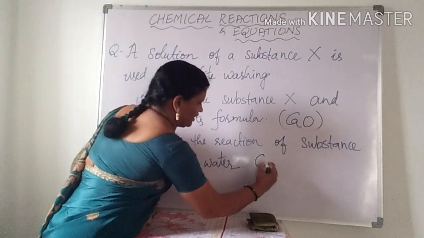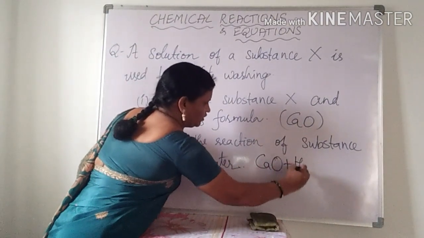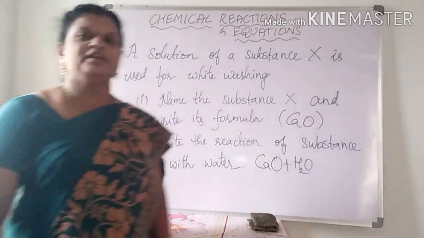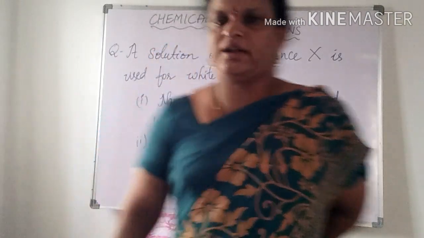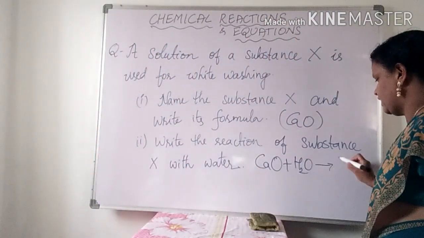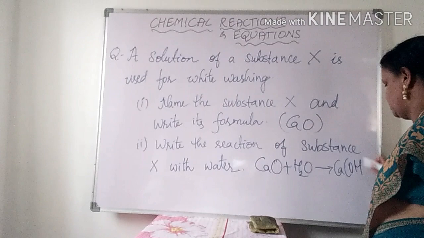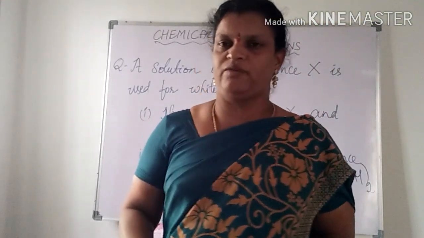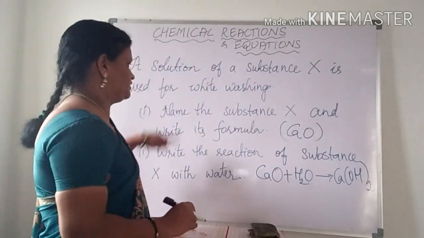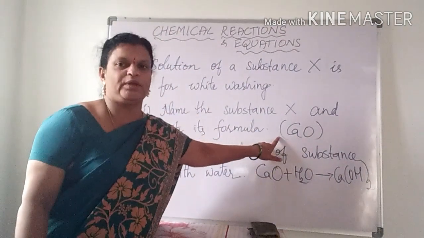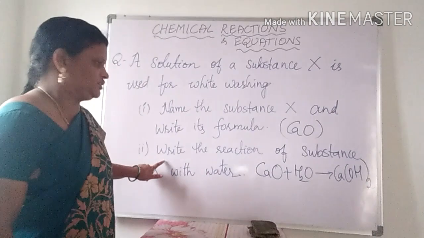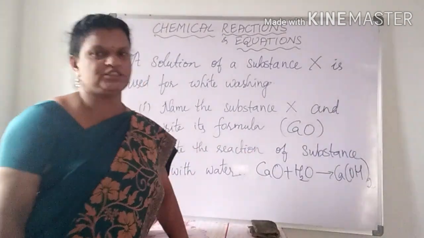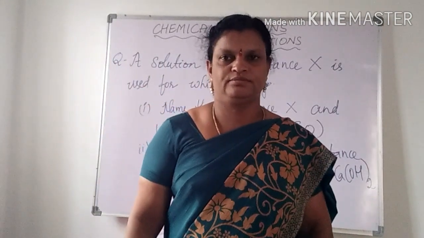So this quicklime, calcium oxide, reacts with water, and we get slaked lime. What is slaked lime? Slaked lime is nothing but calcium hydroxide. Calcium hydroxide is known as slaked lime, or otherwise we can say lime water. So the answer for the first question is calcium oxide or quicklime, and the answer for the second question is CaO plus H2O gives rise to Ca(OH)2.